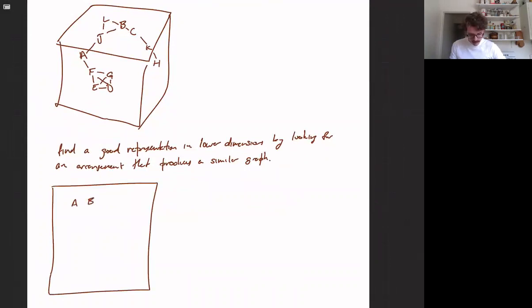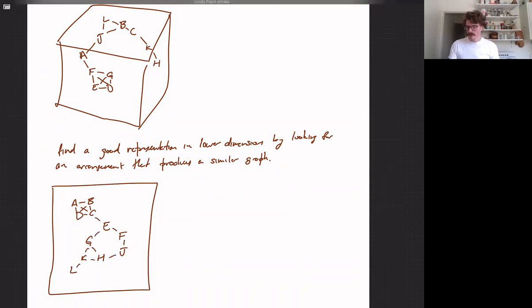So A, B, C, D, F, L. Here is just some arrangement of the same data in 2 dimensions. We can do the same idea. We can draw a graph out of this data by connecting data points that are close to each other. And we can get a graph out of it. And then we look at how similar this graph is to this graph.